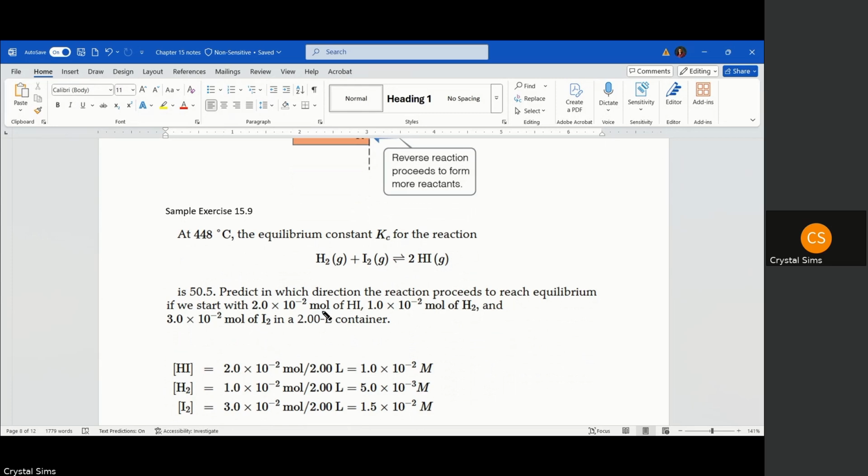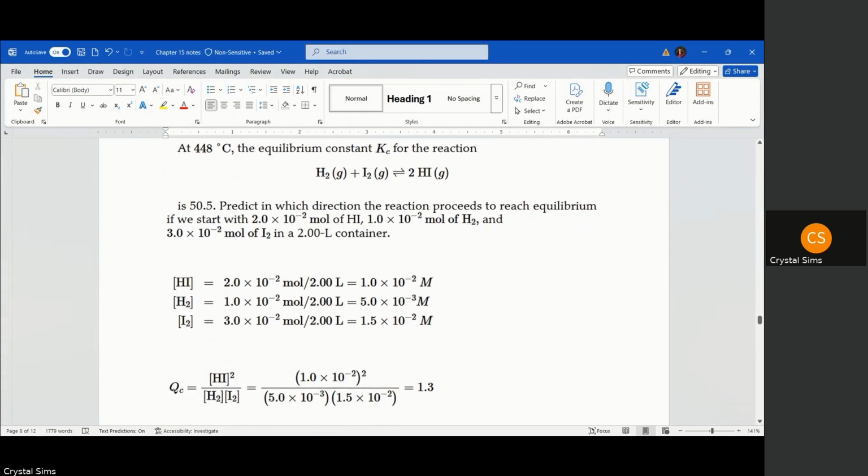They didn't give us concentration. They told us the number of moles and the size of the container. We've got to figure out concentration. So here are the initial concentrations. Once we have those, we can plug them into our expression. So here is the expression. Again, it looks just like our equilibrium constant expression, but we're going to plug in the concentrations we were given. So we've calculated those, plugged those in, and our reaction quotient for this reaction is 1.3 at this instant in time.